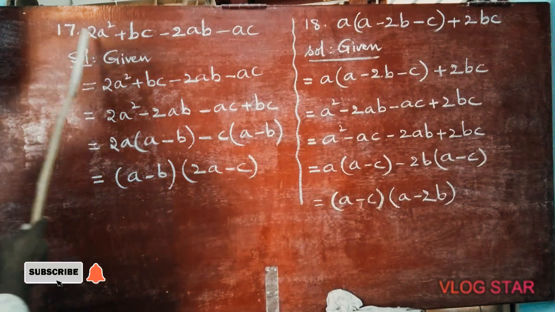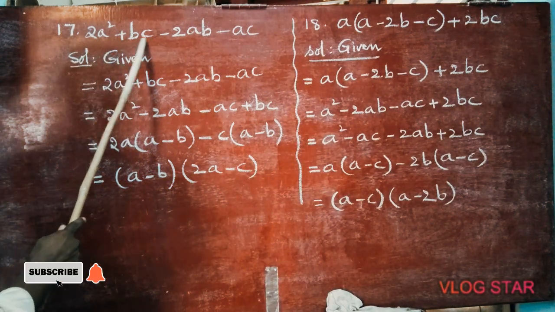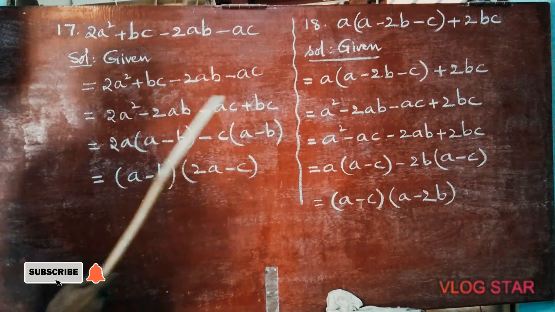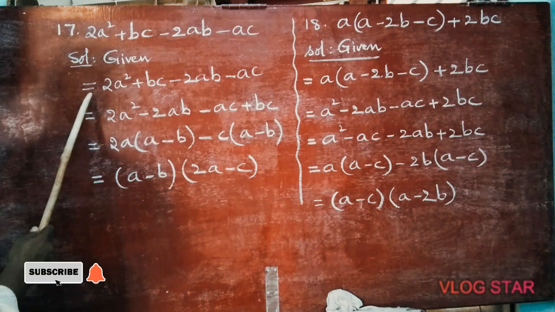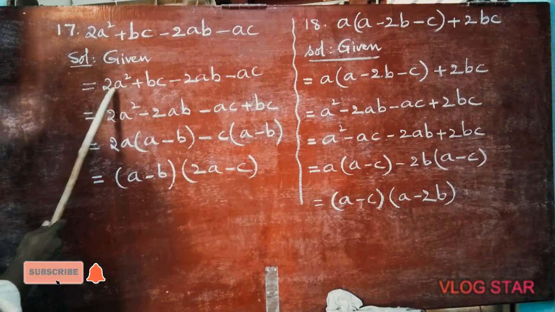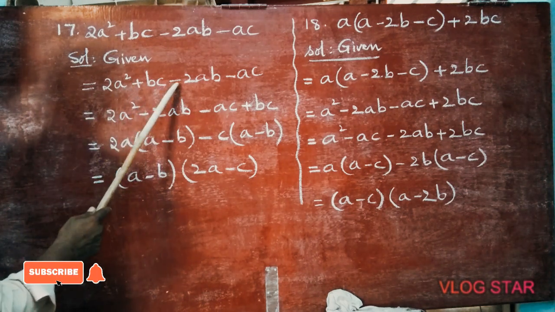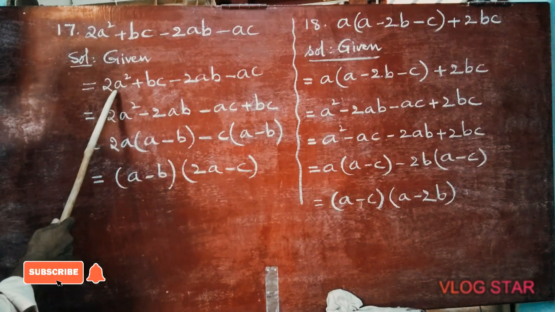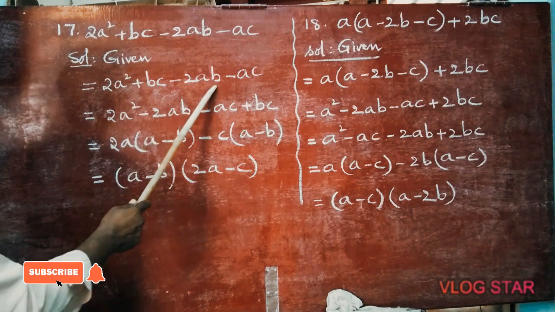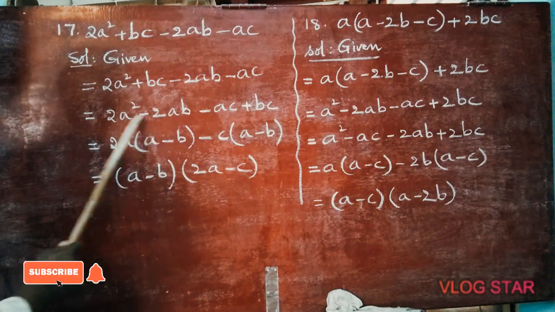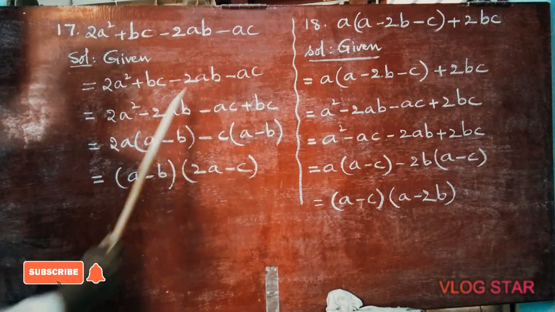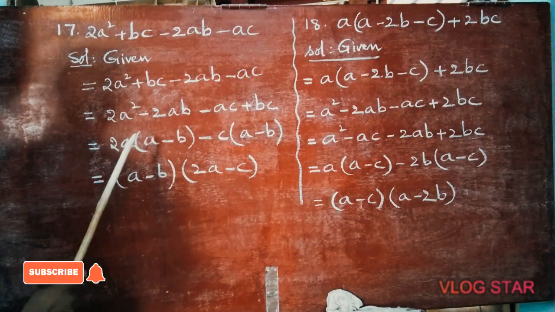17th problem. 2a square plus bc minus 2ab minus ac. Solution given. Here they have given 2a square plus bc minus 2ab minus ac. Now bring 2a square minus 2ab together, and next write minus ac and plus bc. Arrange in order, second degree like that.